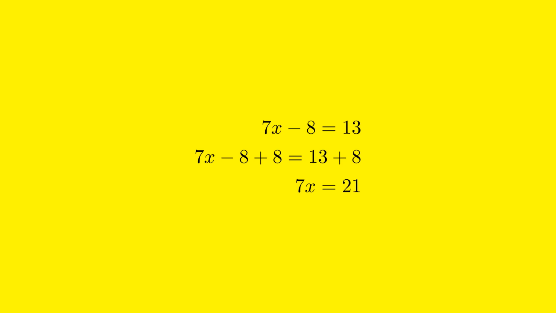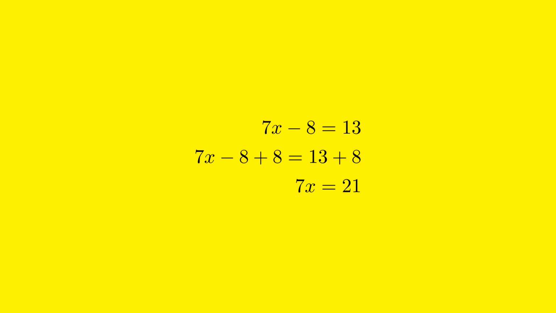To solve for the variable in the equation 7x minus 8 equals 13, we need to isolate the variable x on one side of the equation. Let's begin with step 1. First, look at the equation. 7x minus 8 equals 13. We notice that 8 is being subtracted from 7x.